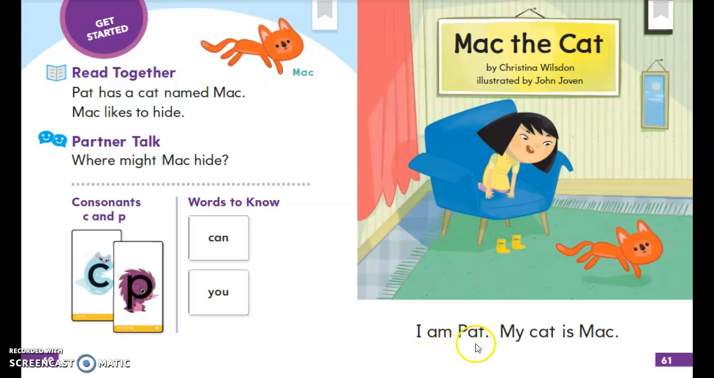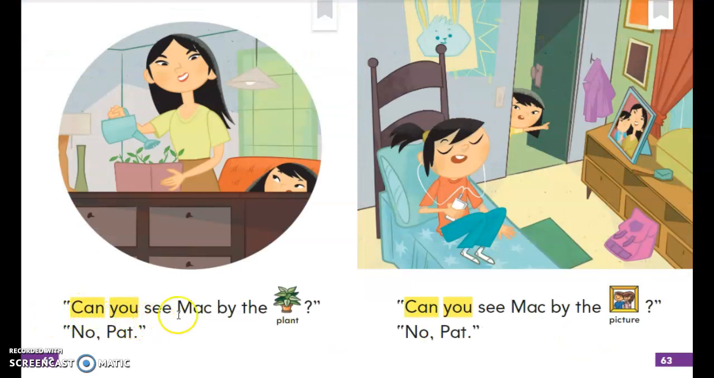I am Pat. My cat is Mac. So in this first sentence, I am Pat. Who is I? There's the word I. Who is I? Yes, she says I am Pat. So I is Pat. Can you point to Pat in the picture? Great job. Can you point to Mac in the picture? Who's Mac? Right, the cat.